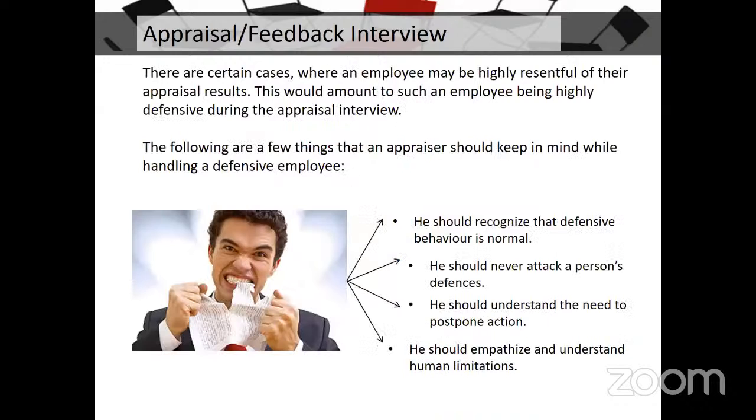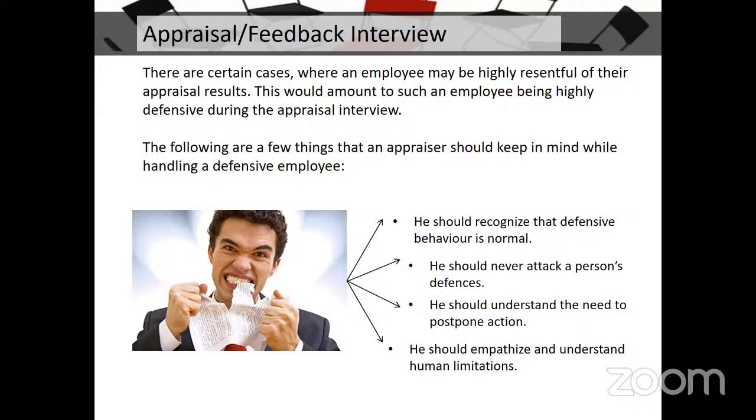However, there are some cases where the employee may be highly resentful of the appraisal results. This would amount to such an employee being highly defensive. So what do you do? You should, one, appreciate that this is very normal. However, you should never attack. Let's train our line managers, let's train the supervisors: don't attack.